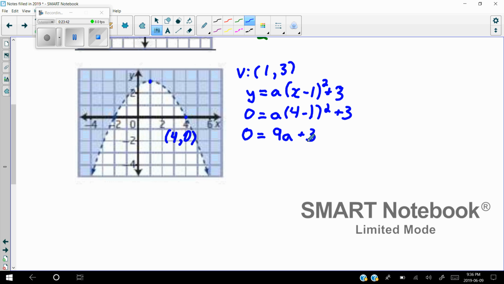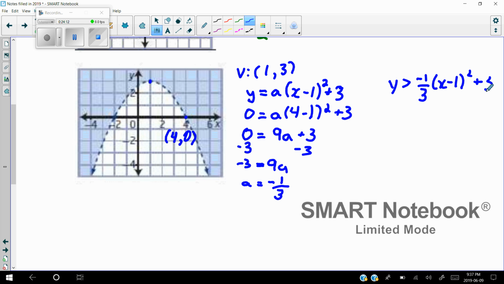Subtract 3 from both sides. And we get -3 equals 9a. Solve for a, it equals -1/3. Okay, I look, and now I think I have enough information. I'm going to write y is greater than -1/3 for my a value, (x minus 1) squared plus 3.